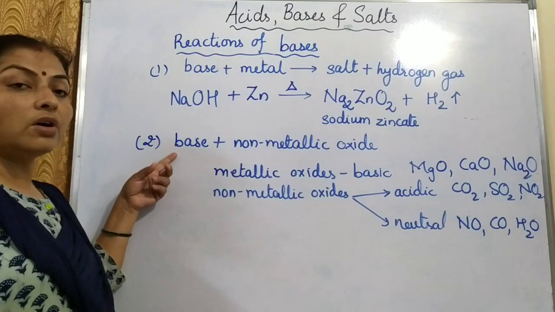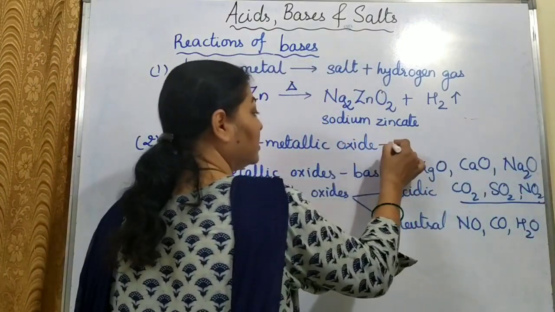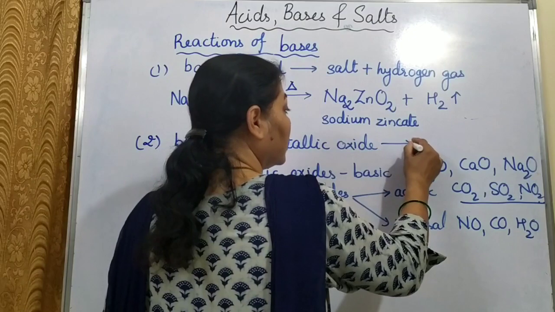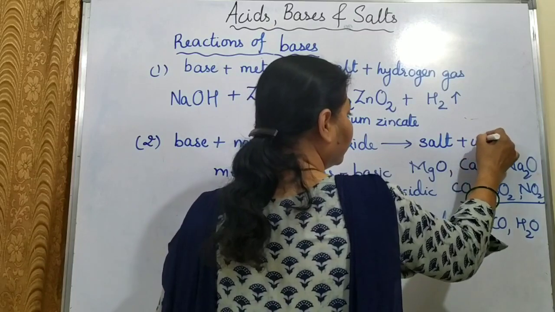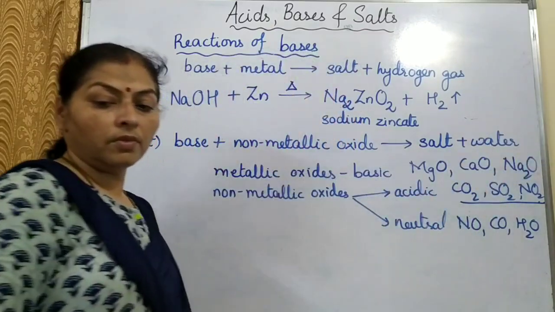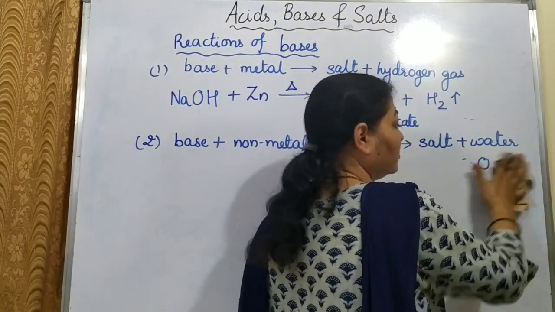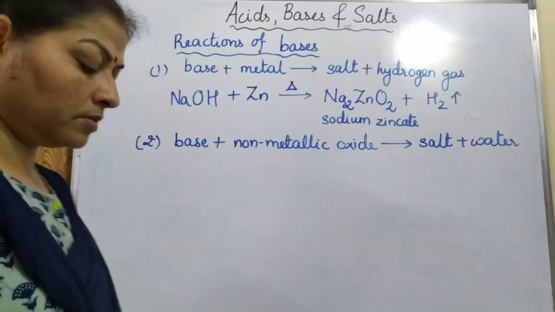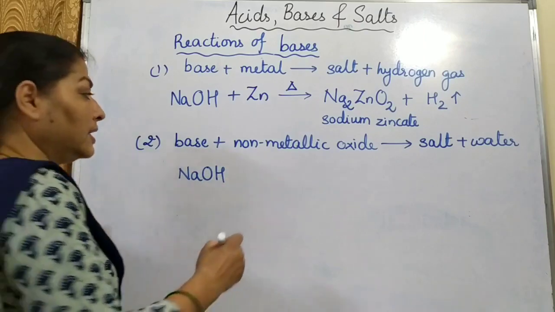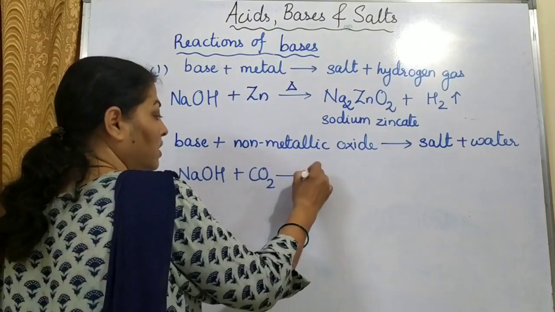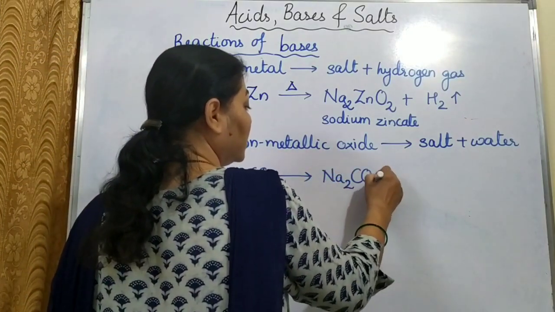So now we are seeing the case of base reaction with non-metallic oxide. Non-metallic oxides which are acidic in nature. So it will form again here, as the reaction is between base and acid, it will form salt and water. Okay, now let us see some example. Let us take the example of base NaOH and a non-metallic oxide. Let us take CO2. It will form salt. The basic salt is sodium carbonate, Na2CO3 and water.